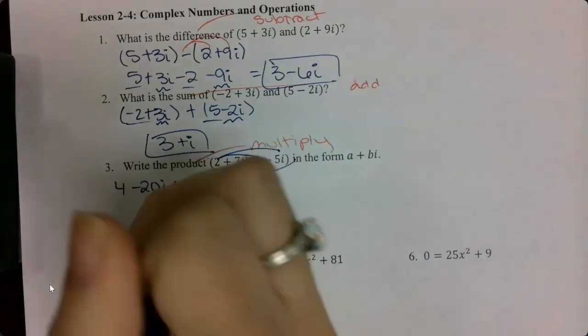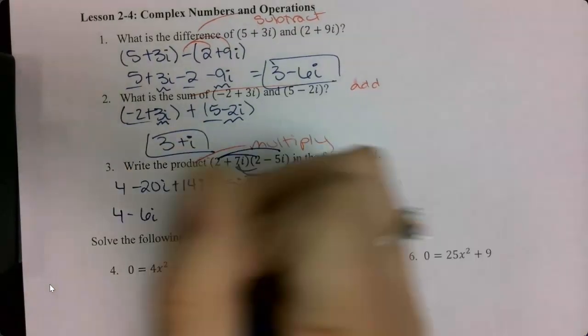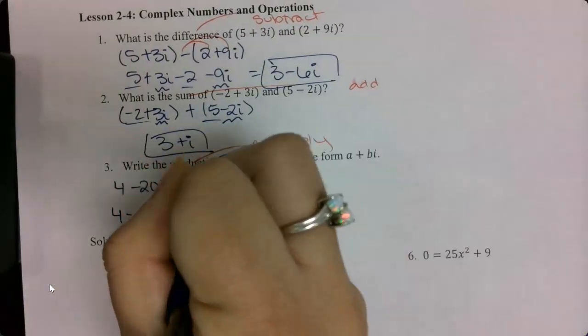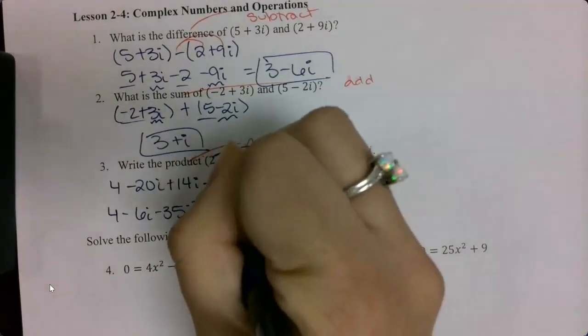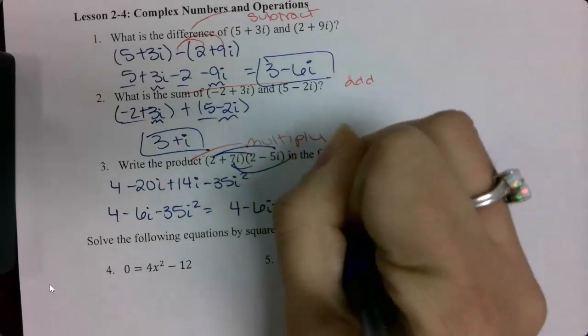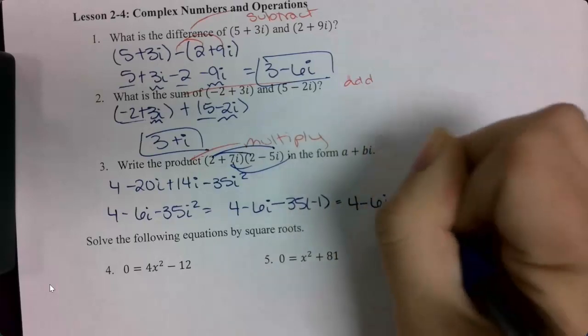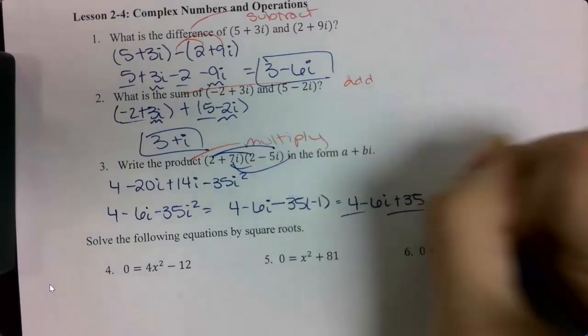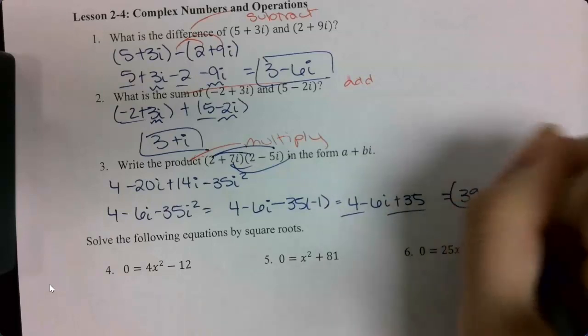I'm going to combine like terms. So I have 4 plus 4i minus 35i squared. Remember, I replaced my i squared with a negative 1. So 4 plus 4i minus 35 times negative 1, which is 4 plus 4i plus 35. Combine my two real numbers. I get 39 plus 4i.